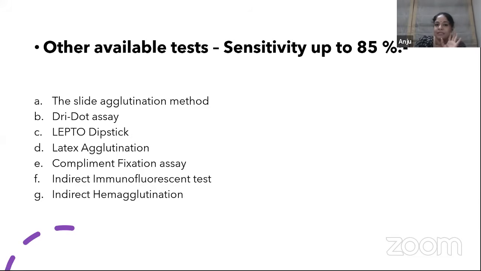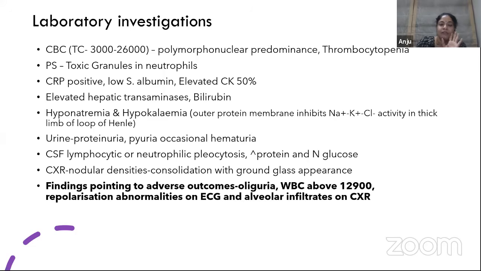There are other available tests which have a sensitivity of up to 85%, which have been used all over India for diagnosis, like the slide agglutination method, dry dot assay, leptodipstick, latex agglutination, complement fixation assay, indirect immunofluorescent test, and indirect hemagglutination. We can also see certain characteristics in the other common laboratory investigations we send.